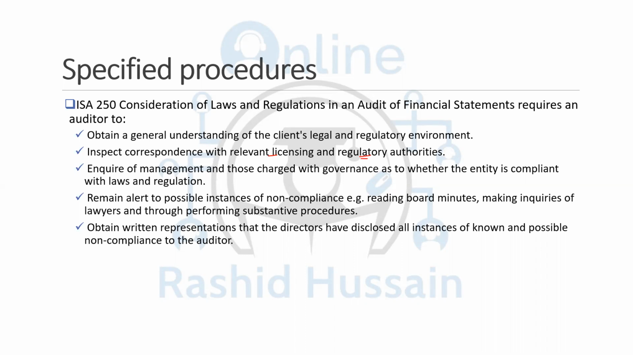Inquire from the management whether they are complying with the laws and regulation. Remain alert to see any possible non-compliances, and obtain written representation that the directors have disclosed all instances of known and possible non-compliance to the auditor. So these are the specific audit procedures. You have to learn them. The examiner may ask you in the knowledge-based elements. So these are these two parts, you can say, two questions. The first one is related to the auditor responsibility in relation to fraud, and the second one is auditor responsibility in relation to the laws and regulations. They are very important for the FAT exam.